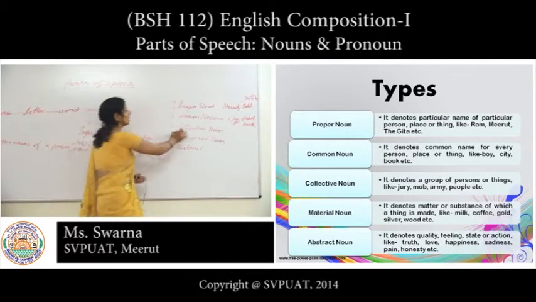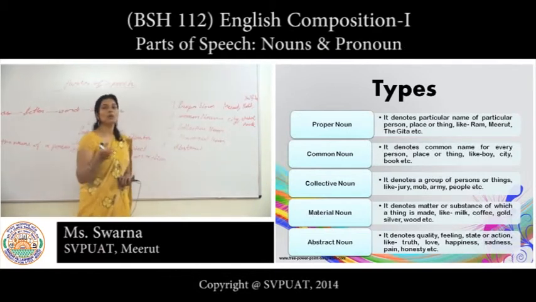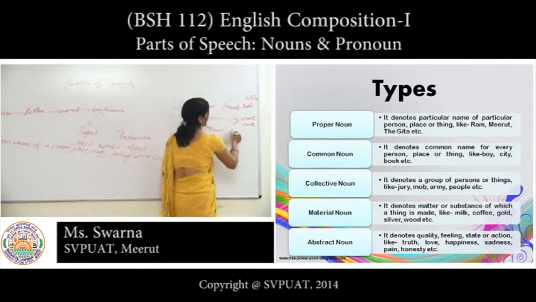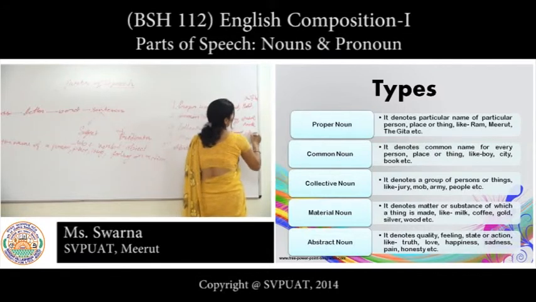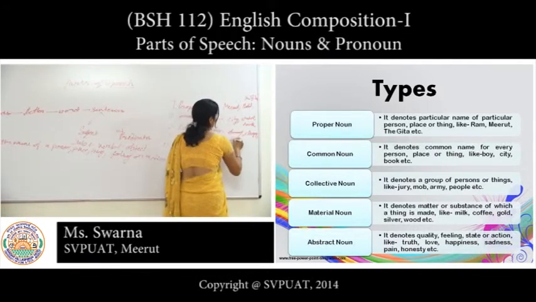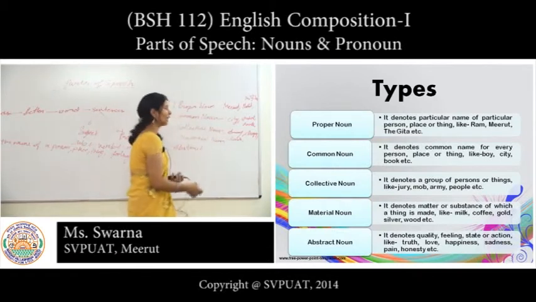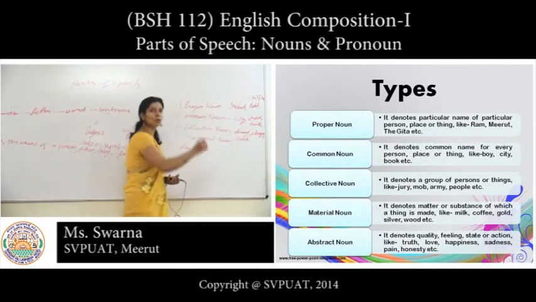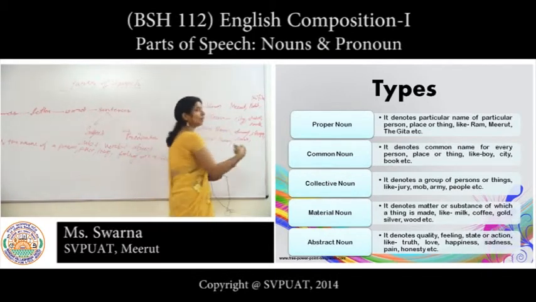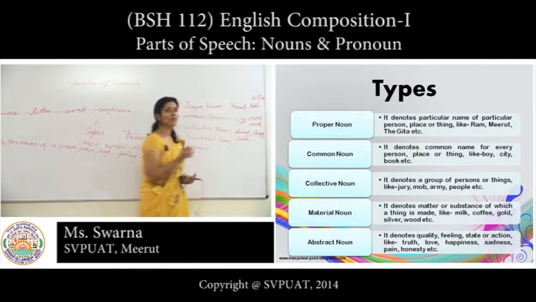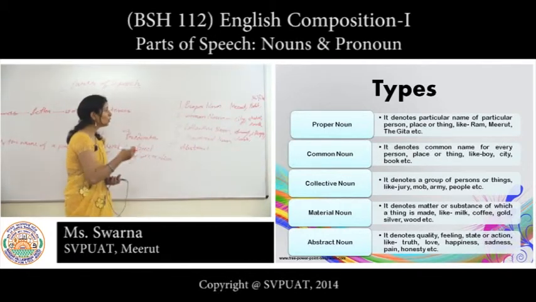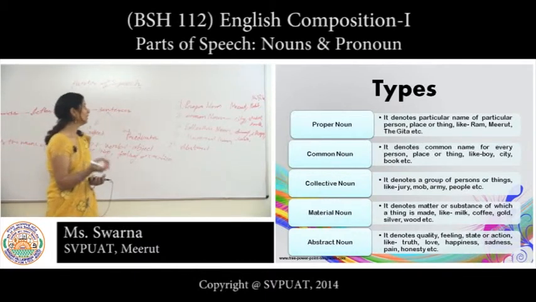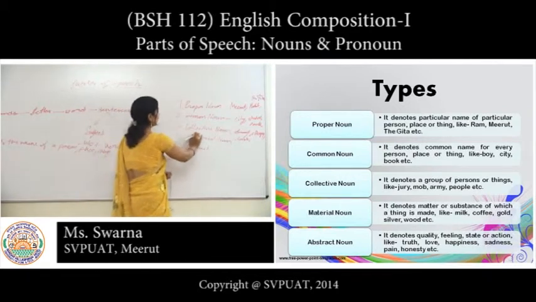Then third one is collective noun. It denotes the group of persons or things, like army, clergy, class. These words are under the category of collective noun. Like that, army is a group of soldiers, clergy a group of priests, class a group of students. So when we write down the group of students or the group of persons or the group of things, then these words are under the category of collective noun.